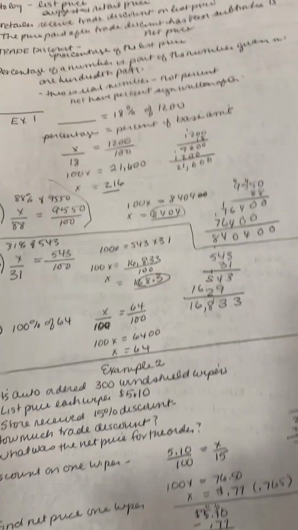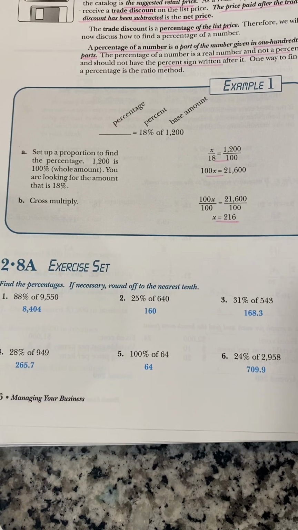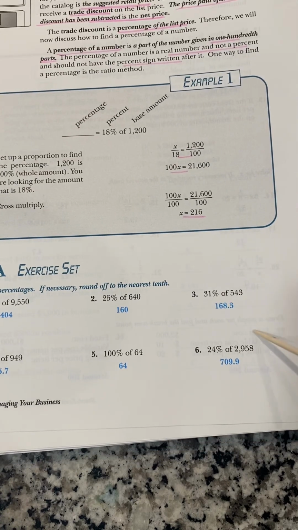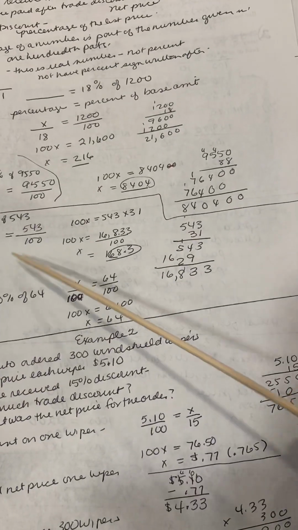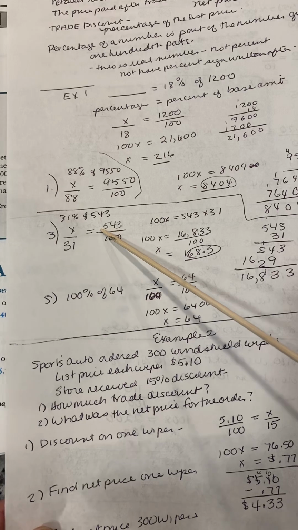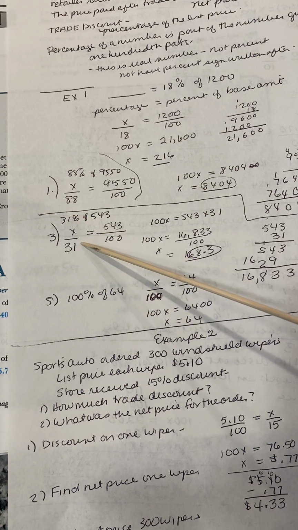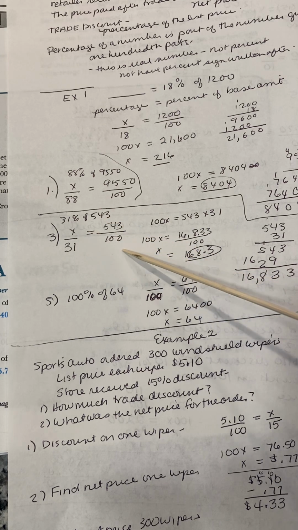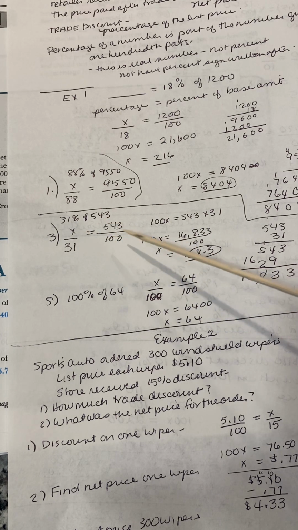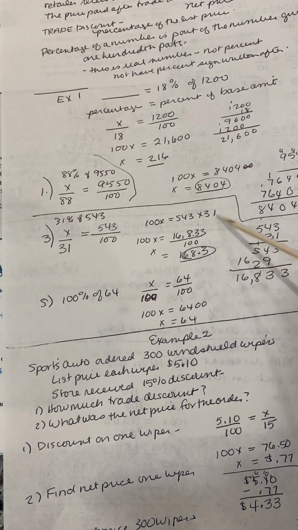Let's do number 3. Number 3 on here is 31% of 543. So let's do that. So 31% of 543. Do your proportion: x over 31 equals 543 over 100. So you cross multiply: 100x equals 31 times 503, which I did here.